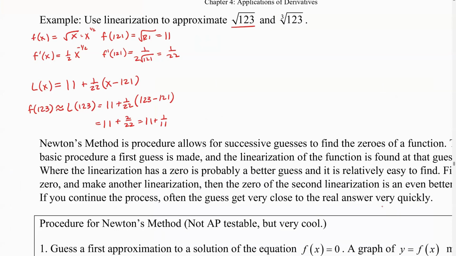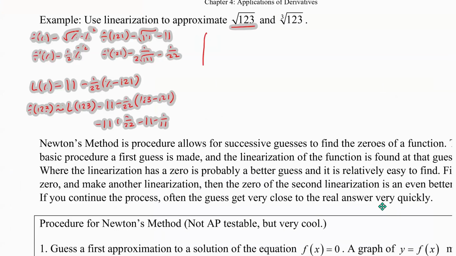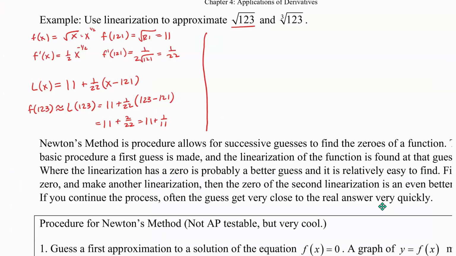Let's try again. How about the cube root of 123? Well, let's say that this function is going to be our cube root function, which maybe I'll write as x to the 1/3. What value am I going to use for tangency? Well, what's the number near 123 that I know the cube root of? How about 125? So that's the cube root of 125, and I know that to be 5.